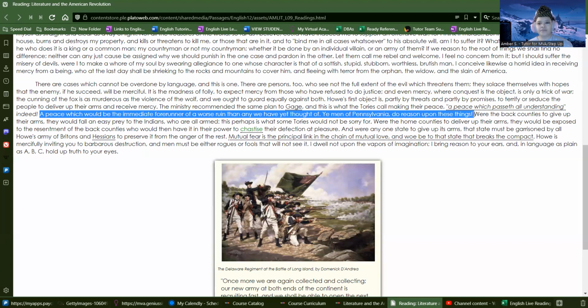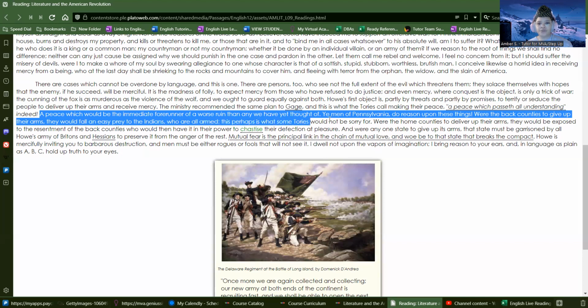before making a decision. Were the back counties to give up their arms, they would fall easy prey to the Indians who are all armed. This perhaps is what some Tories would not be sorry for. So they're pointing out that if everyone gives up their weapons, their arms, right, they could also fall prey to the Indians. So this is a second threat. Not only could the British do whatever they want, but the Indians who have been in conflict with both the Americans and the British could swoop in knowing that the Americans don't have any weapons.